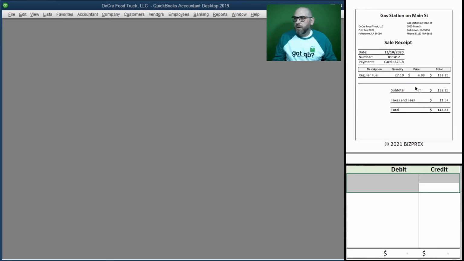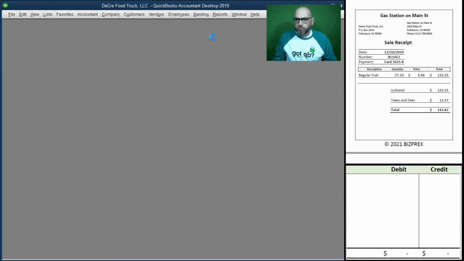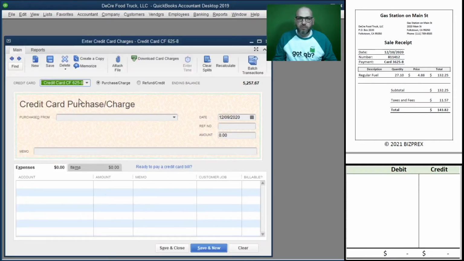Okay, next we have a gas station receipt on our credit card, right? So we filled up our food truck, brought this receipt home, we're going to book it. Again, we're familiar with this interface, make sure it's selected the credit card, right? Purchase. All right.